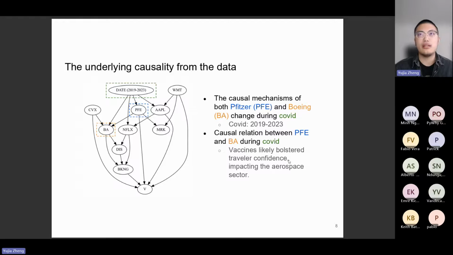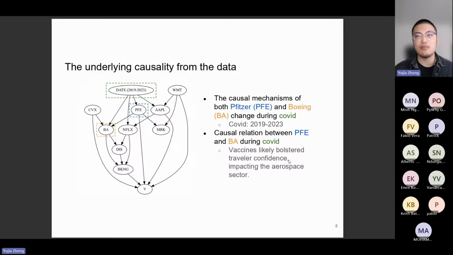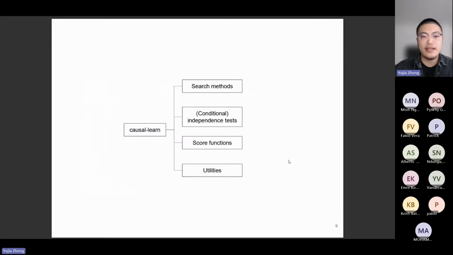So in other words, the real world data is pretty complicated and we need different types of causal discovery algorithms in order to get causal conclusions from data with that kind of theoretical guarantees. So motivated by that, we have proposed causal-learn. And basically, causal-learn consists of four parts.